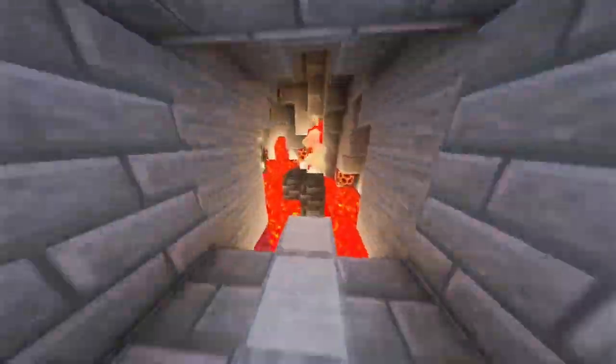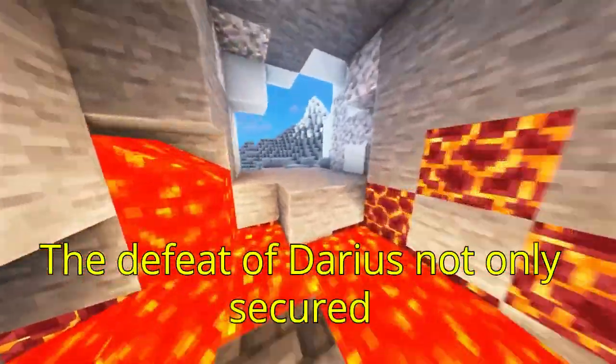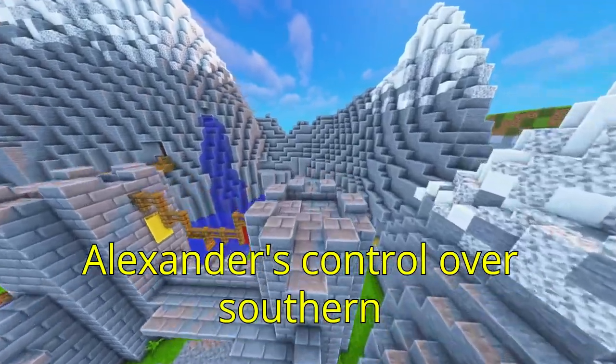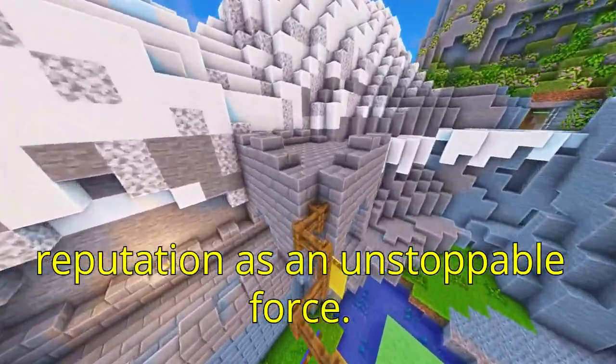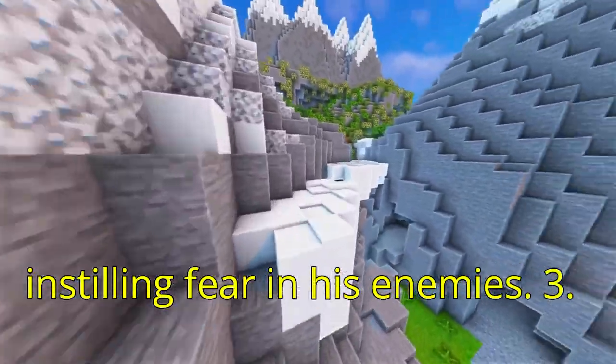Psychological warfare. The defeat of Darius not only secured Alexander's control over southern Anatolia, but also demonstrated his reputation as an unstoppable force, instilling fear in his enemies.